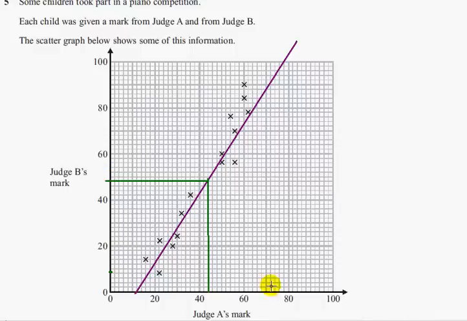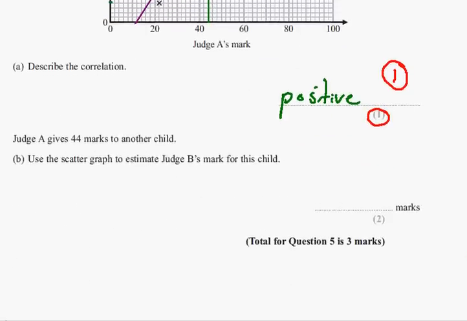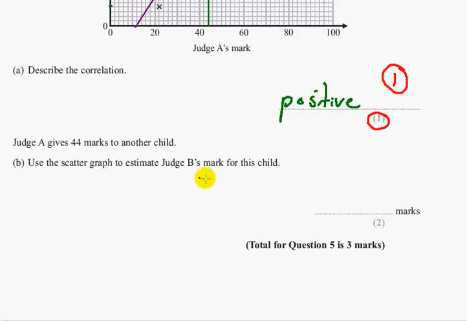So my estimate, using my line of best fit, if Judge A gave a mark of 44, Judge B would probably give a mark of 42, 44, 46, 48, I would say. Hopefully I've done that accurately enough to get the marks, but we'll see that in a little bit. So use the scatter graph to estimate Judge B's mark for this child. I would put 48 marks.